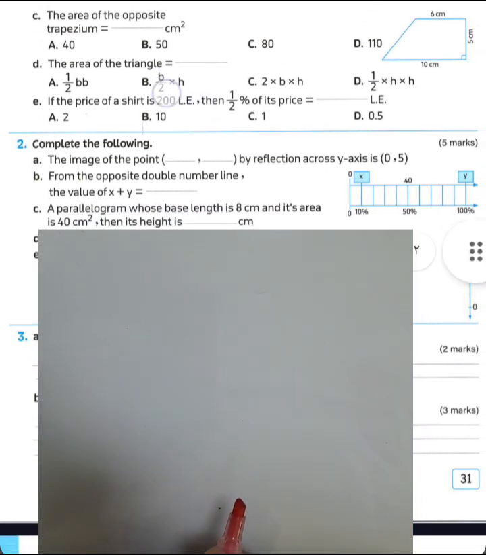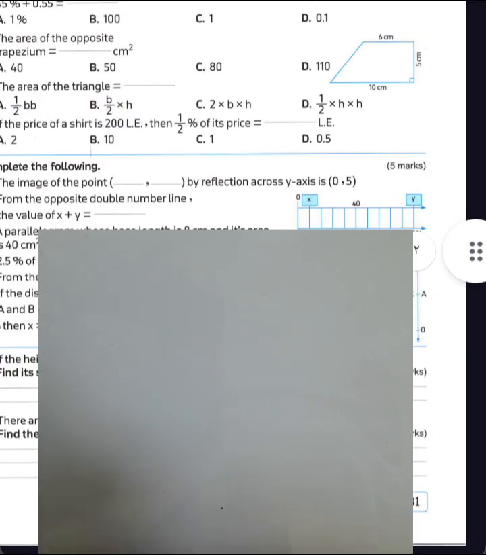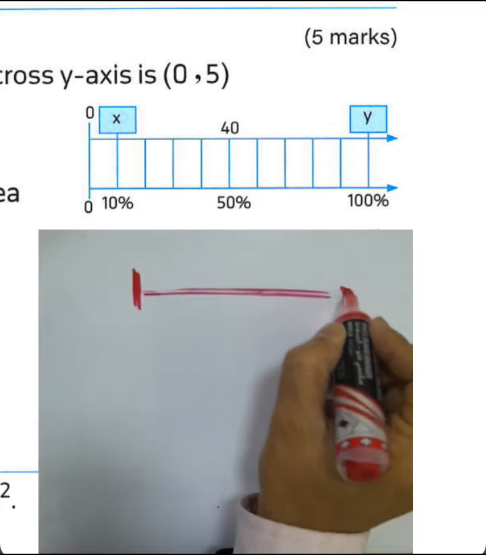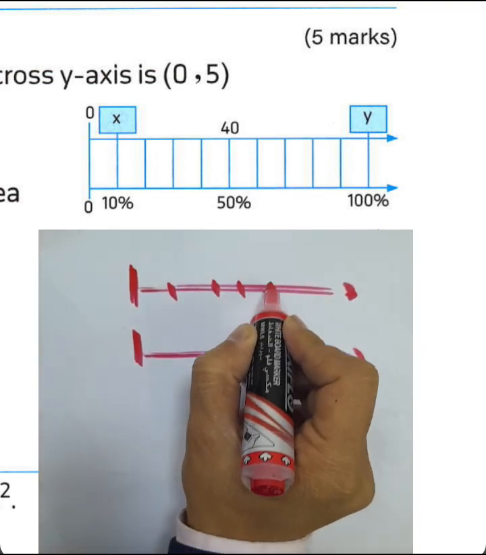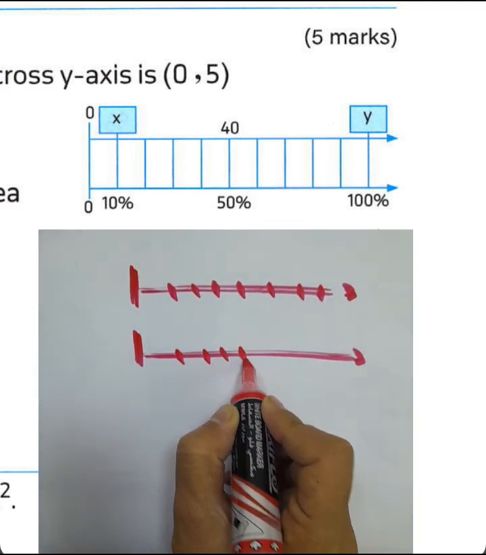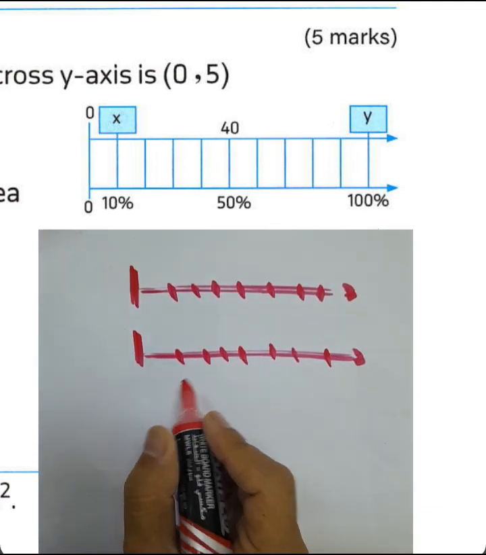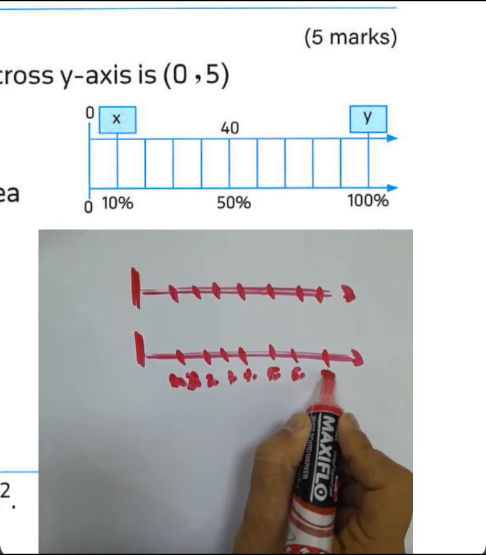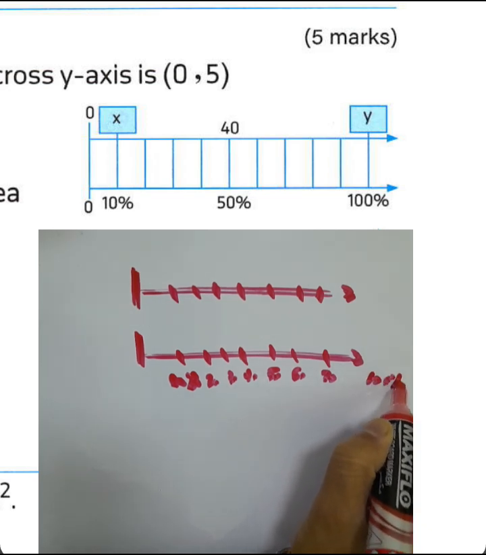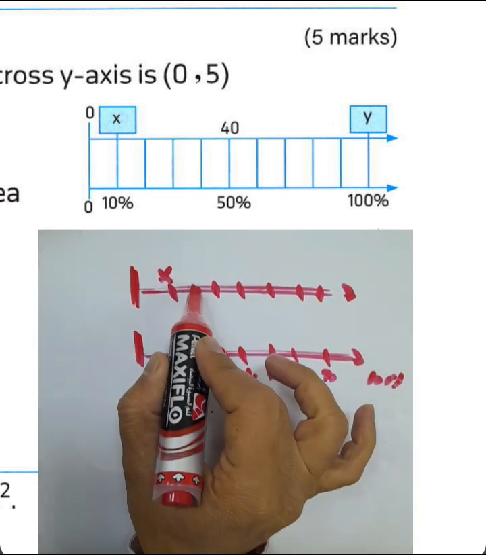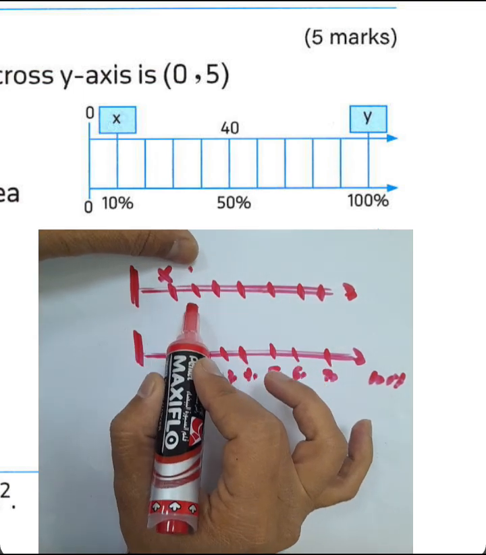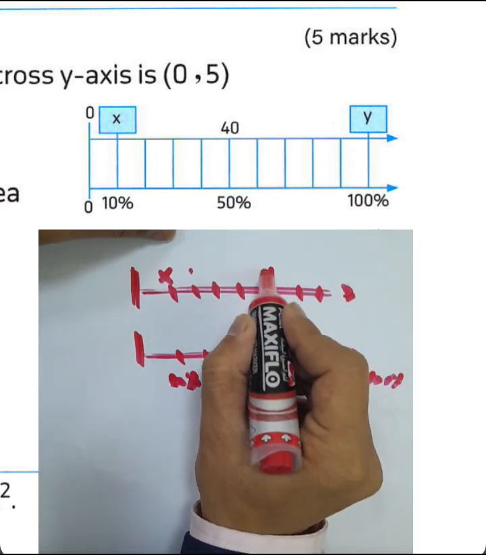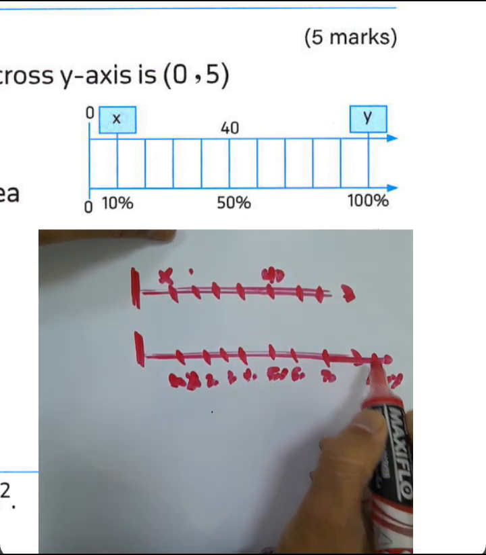Next question: from the opposite double number line, find the value of x plus y. Okay, look here with me. We have two number lines, first and second, divided into equal parts. It's opposite, okay? Here we have 10%, 20, 30, 40, 50, 60, 70, going to 100%. And we have here x and 10. He gives us 50%, the opposite of it was 40, and the opposite of 100 was y.